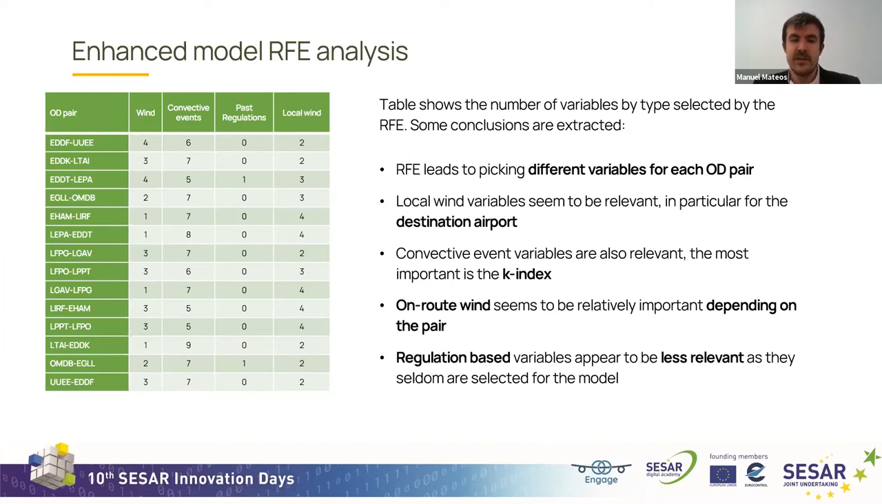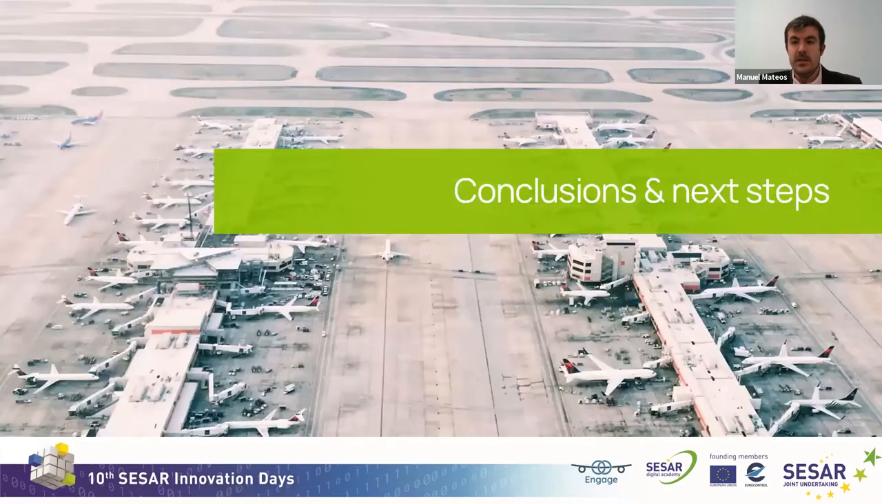Also, convective events are quite important. In particular, K-index is the most selected feature. And en-route wind is also important, but not in every pair. It's more important in some particular origin destination pairs. And probably the most interesting thing is that the regulation based variables appear to be less relevant and seldom selected in the model.